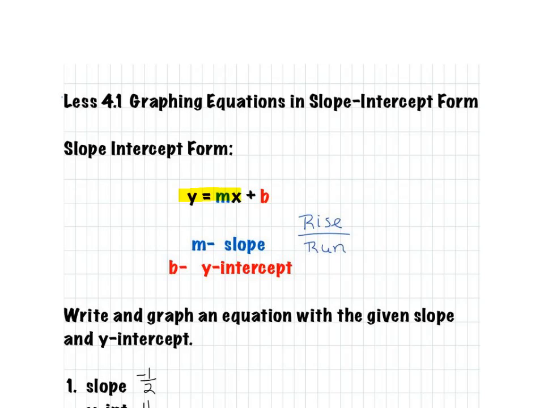Okay, slope-intercept form, here it is. Y equals mx plus b, where m represents the slope of your line, rise over run, and b represents the y-intercept, the point on the y-axis where the line crosses through it. Okay, so the first thing you need to do quite often is learn how to write the equation in slope-intercept form, okay, and then graph it.